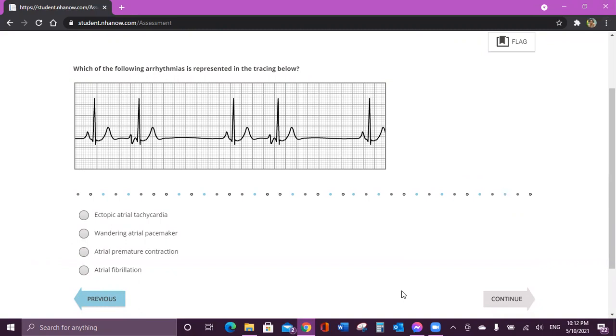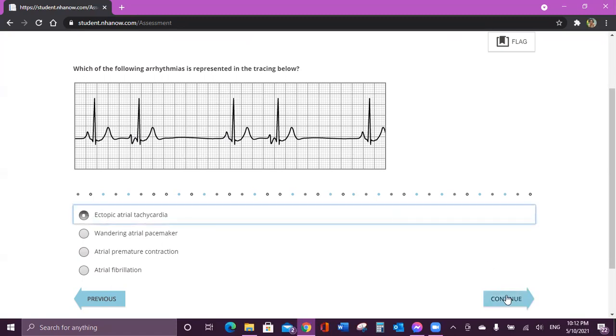Which of the following rhythms is present in the tracing below? Ectopic atrial tachycardia. Quita que tengo que sacar el screenshot. Okay, thank you. Atrial premature contraction, atrial fibrillation. No, yo creo que ectopic atrial tachycardia. ¿Cuál tú crees que es? Yo creo que ectopic. ¿Por qué tú crees que es ectopic? Porque está bien elevado y el heart rate también está alto. Hay una taquicardia y aquí tiene una pausa. Yep, that's ectopic. Yo diciendo que es ectopic.